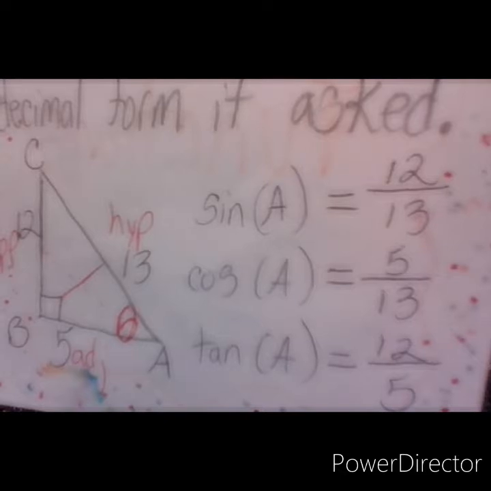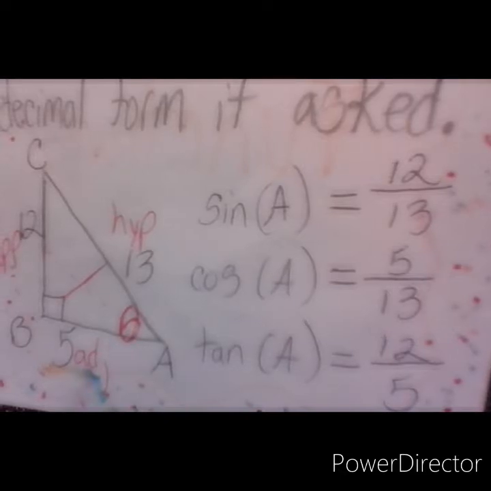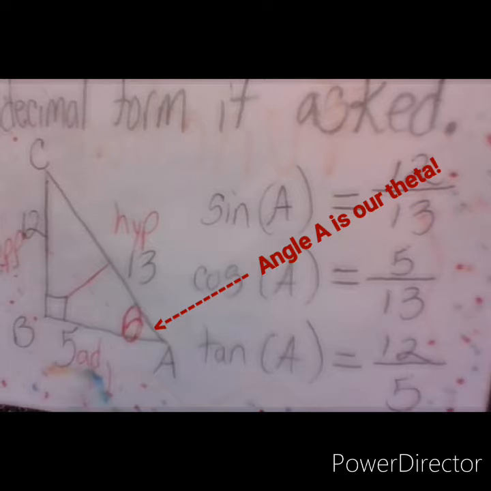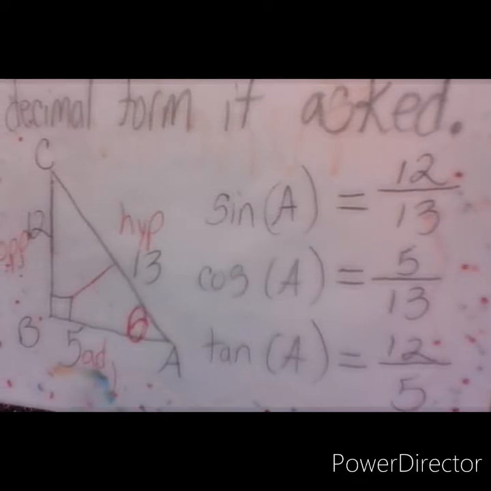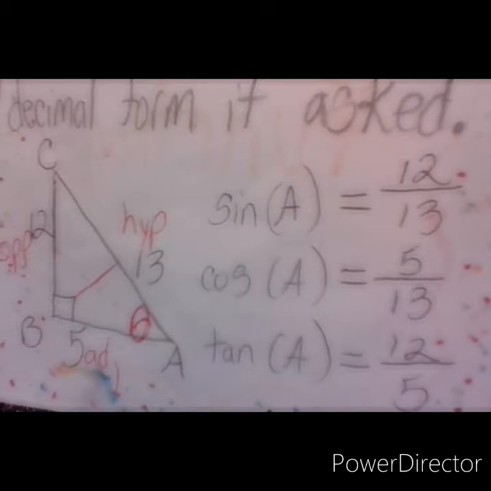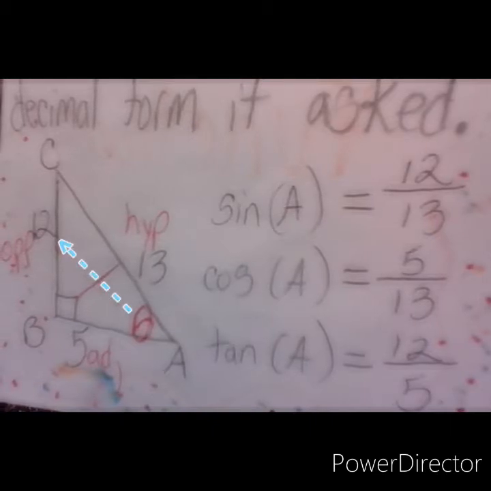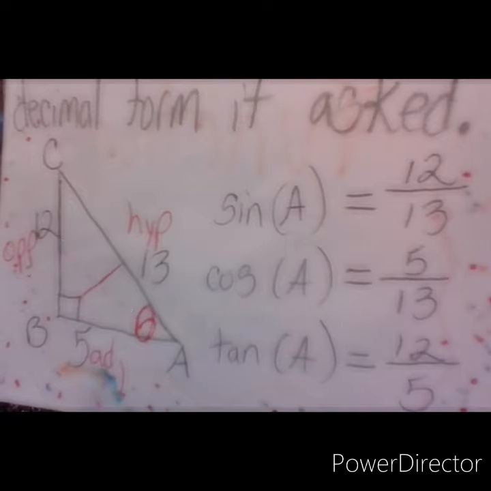Here's an example of calculating a ratio using trig functions. Sine A. A is our theta. I put the symbol by A to let me know that that's theta. That's the angle we're looking at. What's right across from theta is 12. That's our opposite. Label that.